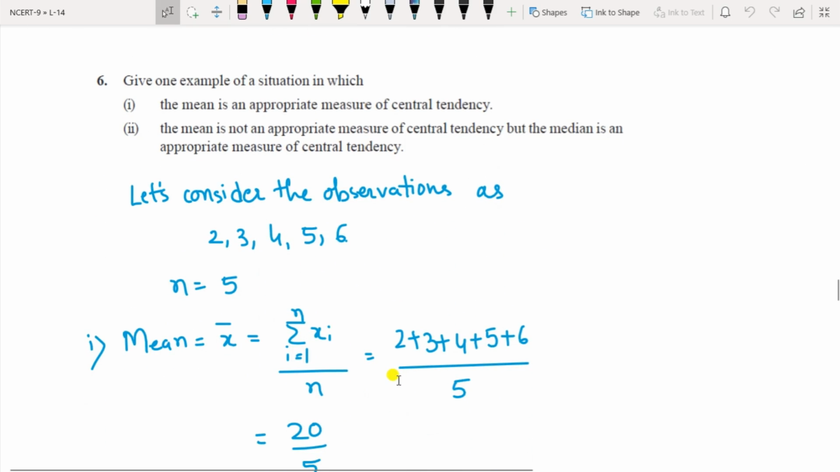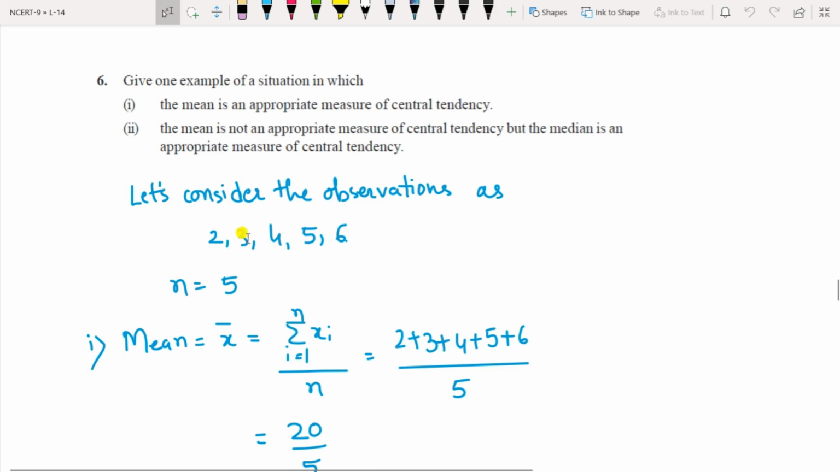In this question it has been given to write a situation. First one, the mean is an appropriate measure of central tendency. So such an example you have to write where mean is an appropriate measure of central tendency, that it comes the central value of the given observation.